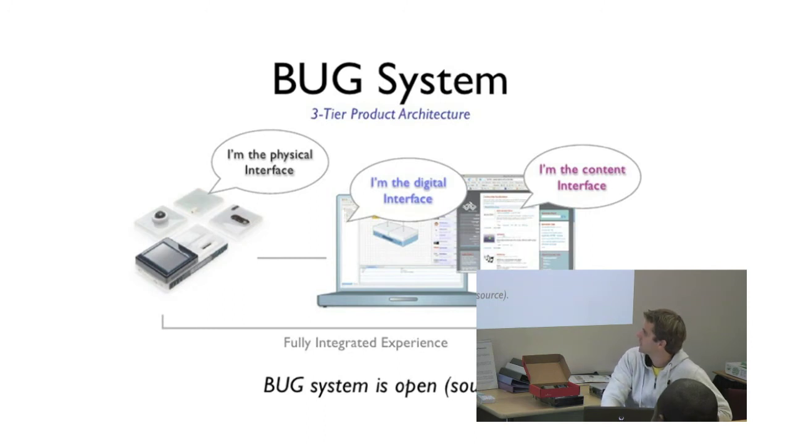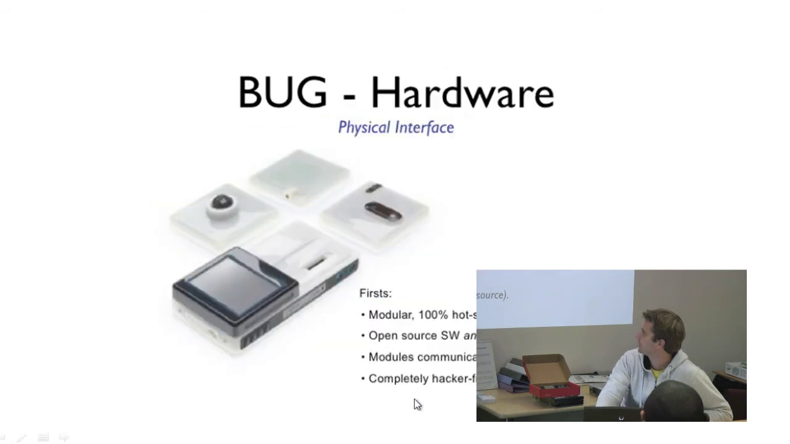So it's a 3-tier system. You have the physical interface, the digital interface, and the content interface. So you plug these things in, and they all have these connectors that allow you to connect anything to anywhere else. Then you have the digital interface where you program it, and then you have the content interface where you can communicate with it over the web or buy stuff and whatever. And it's open source as well. So modular, 100% hot swappable consumer electronics device, open source software and hardware. Modules communicate via XML, not proprietary APIs, and completely hacker friendly.